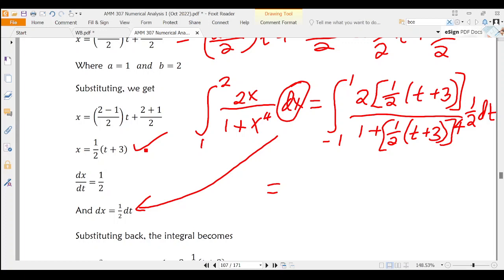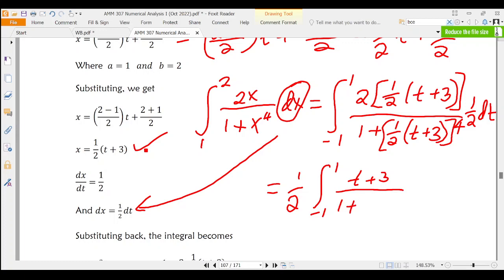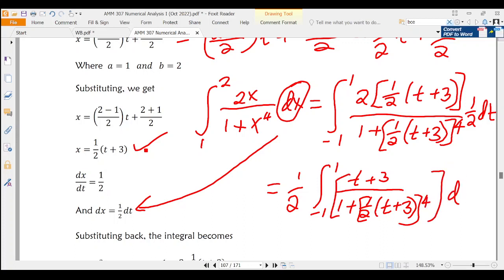We can write it as 2 times a half, which will give us 1. But we have this half here, which we can write as a half. Then the integral from minus 1 to 1, the numerator becomes t plus 3, and the denominator is 1 plus a half into t plus 3 raised to the power of 4. And this one now we need to integrate with respect to t.